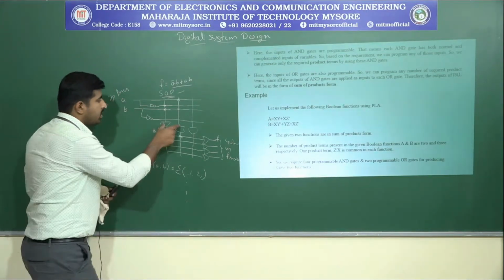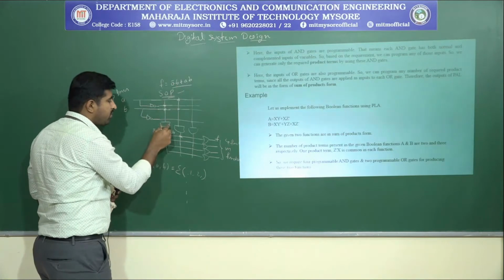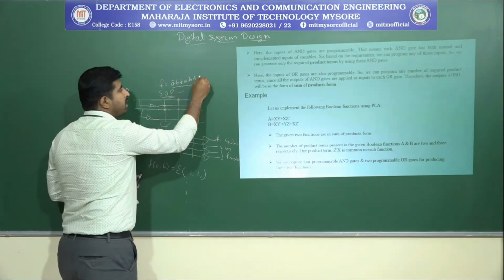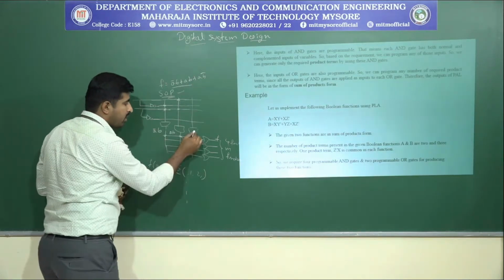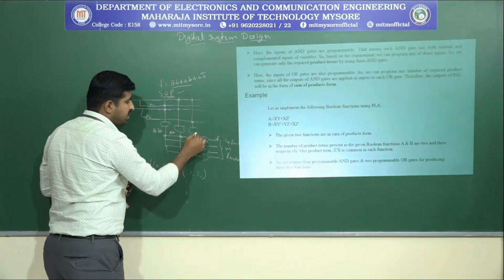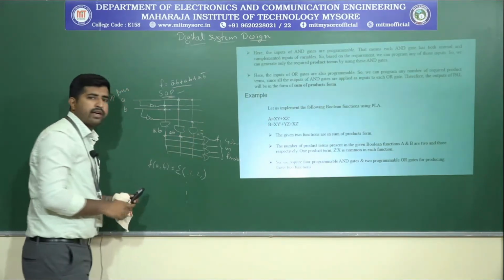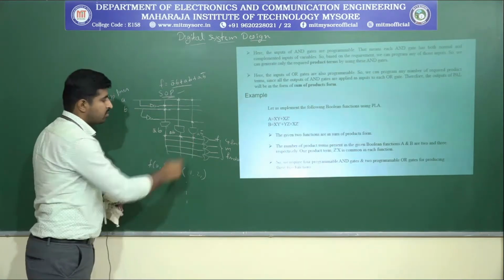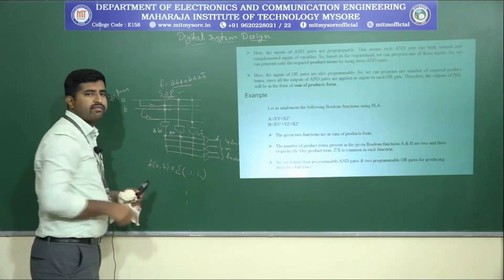Here we needed A bar B, so that's why we connected A bar and B. Assuming we wanted A B bar, whatever term we want, we can connect it and generate the required product term. Then we go on to the OR gates, so that we get the required function.